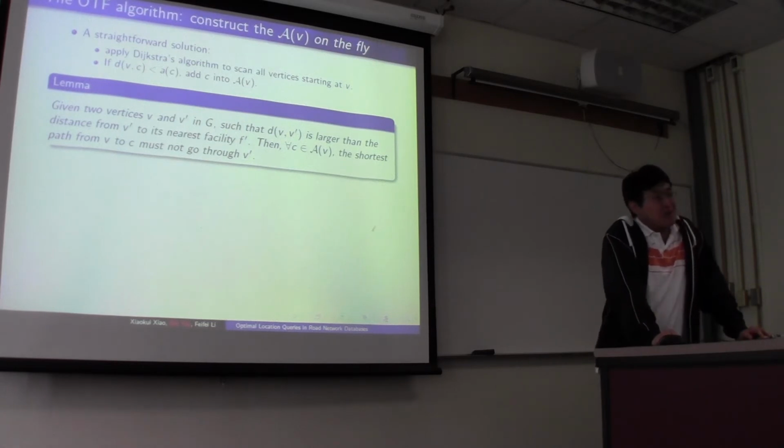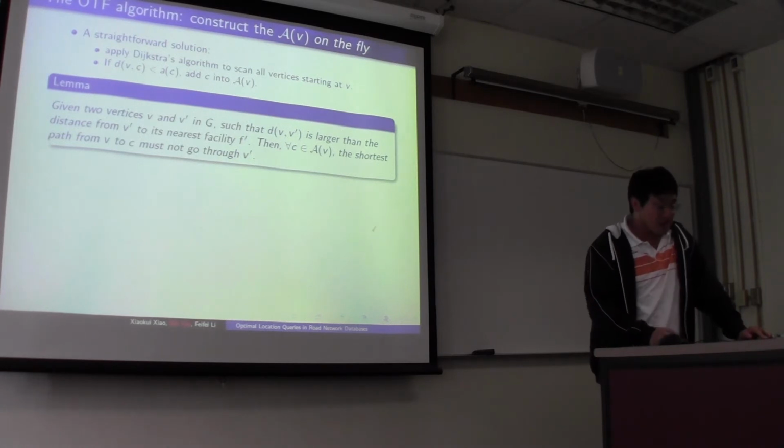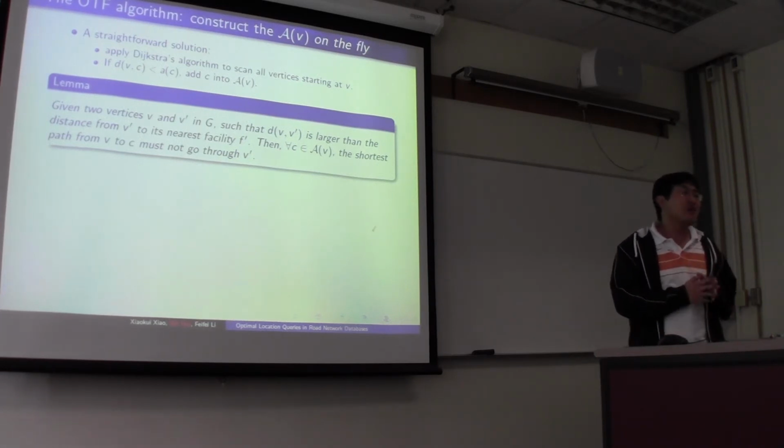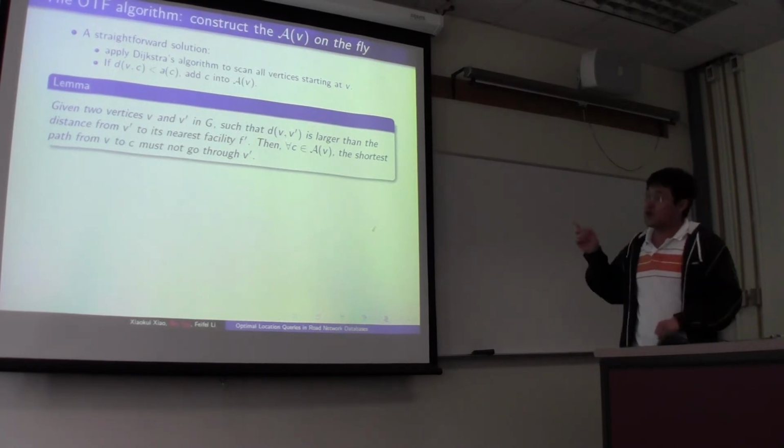This lemma gives us some hint. Given two vertices V and V prime, such that the distance from V to V prime is larger than the distance from V prime to its nearest facility, then for any client in the attraction set of V, the shortest path from V to C must not go through V prime.